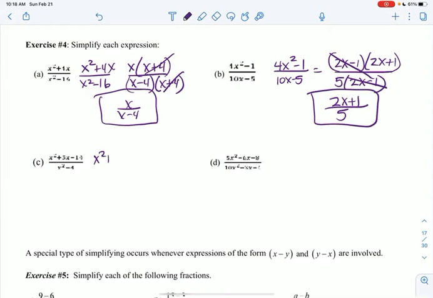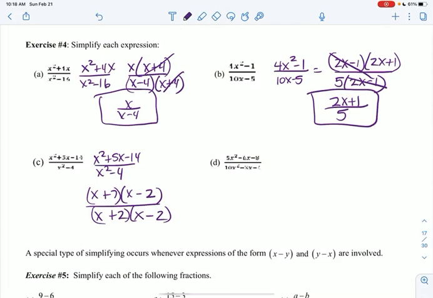So x squared plus 5x minus 14 is what the top said, and x squared minus 4 is what the bottom said. So the top is a trinomial. Factors of 14 that add up to 5 are 7 and 2, but it has to be a negative 2. And the bottom, x squared minus 4, is the difference of two perfect squares. All right, so those x minus 2's will cancel out, and I'm left with x plus 7 and x plus 2.